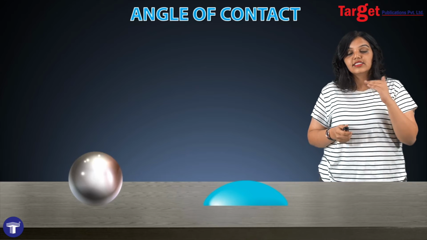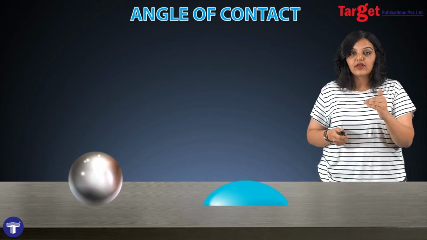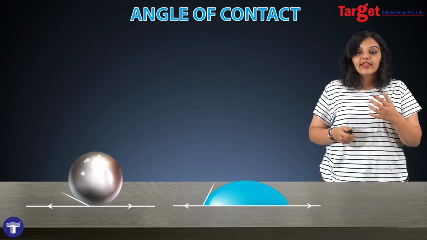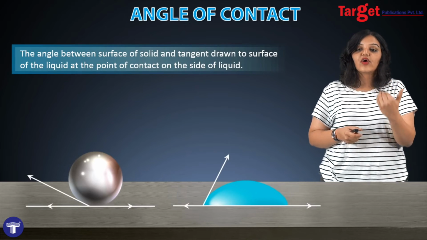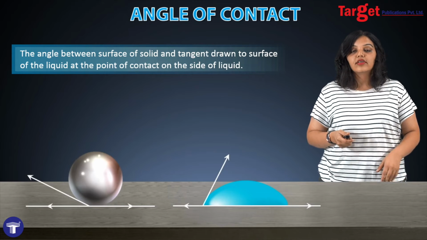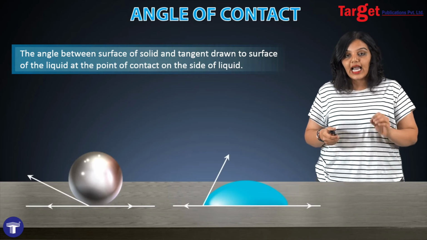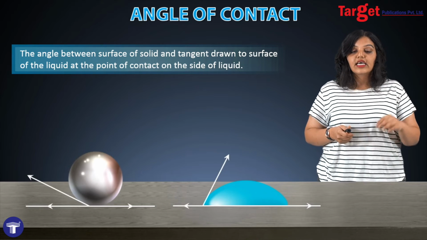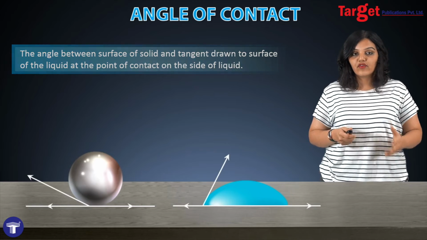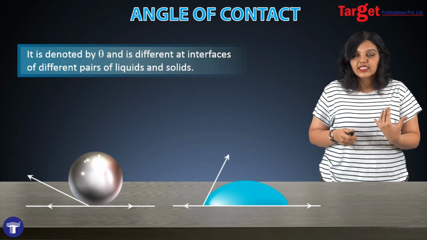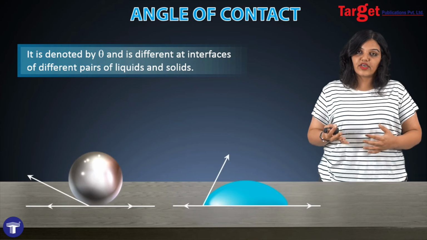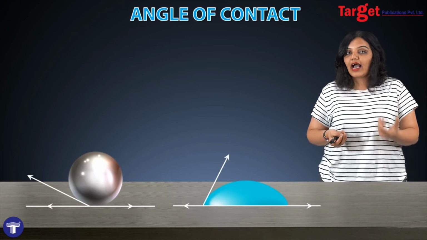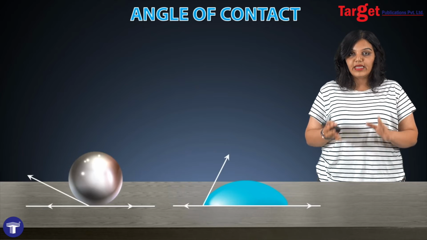But in general, this surface, which is connecting the plane of contact with the other medium, is curved. And then we can see that the angle between the surface of the solid and the tangent drawn to the surface of the liquid, when looked at the point of contact inside the liquid, is known as the angle of contact. It is denoted by theta and is different for different interfaces and different pairs of liquids and solids. It has a unique value for a fixed pair of media.